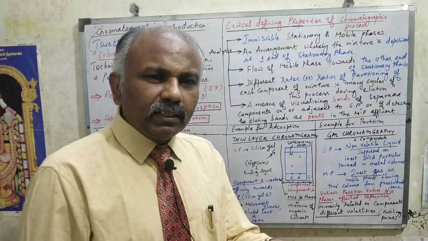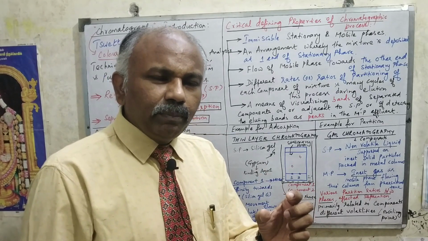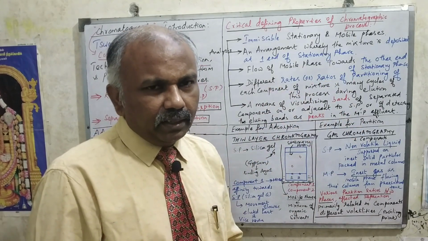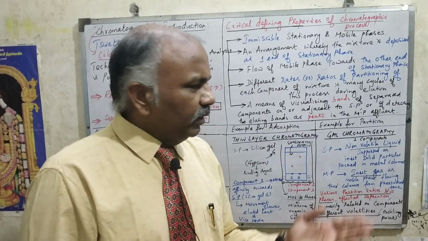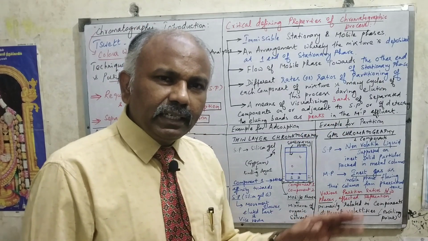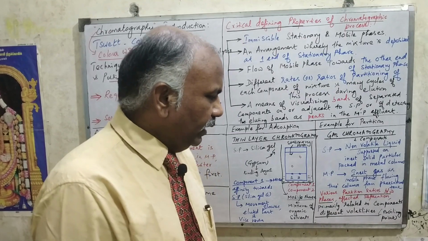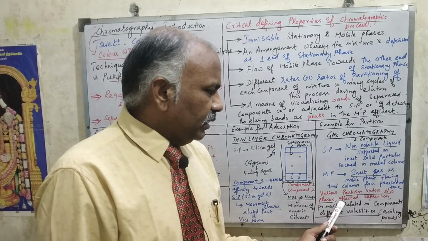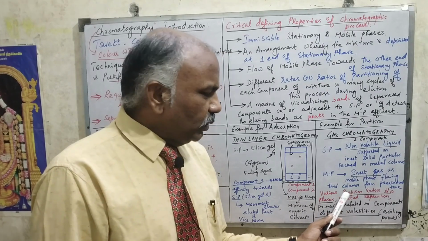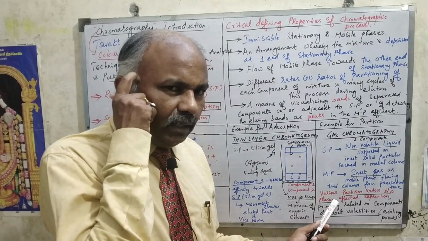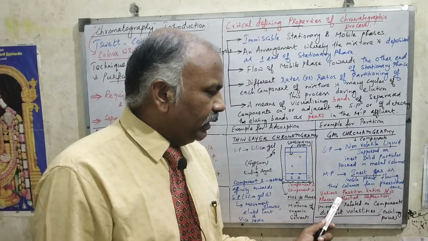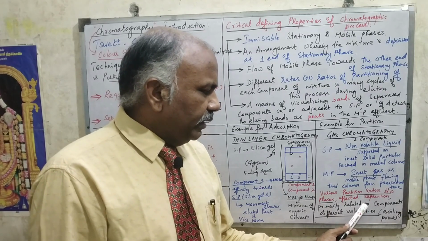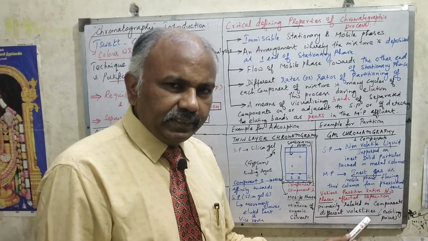Based upon this partition phenomenon, the components will travel differently between the stationary phase and the mobile phase, and that is how they get separated. That is the basic principle of any partition chromatography, basically gas liquid chromatography, right? The various partition ratios between the phases will affect the separation process, and are primarily related to the components' different volatilities.